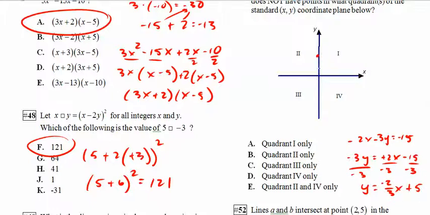Up 5, down 2 to the right 3. It's going to look something like that. It'll never hit quadrant 3.